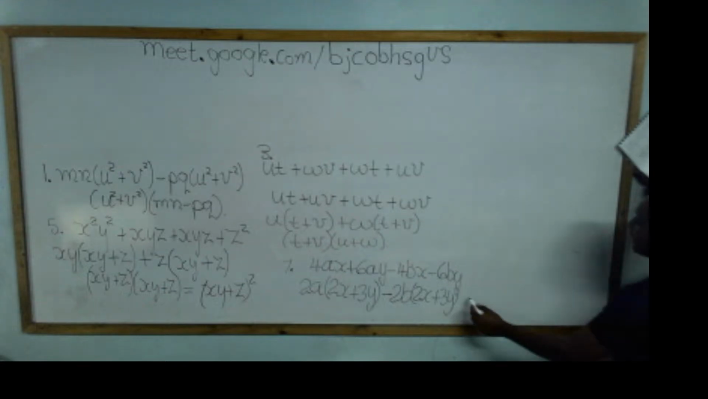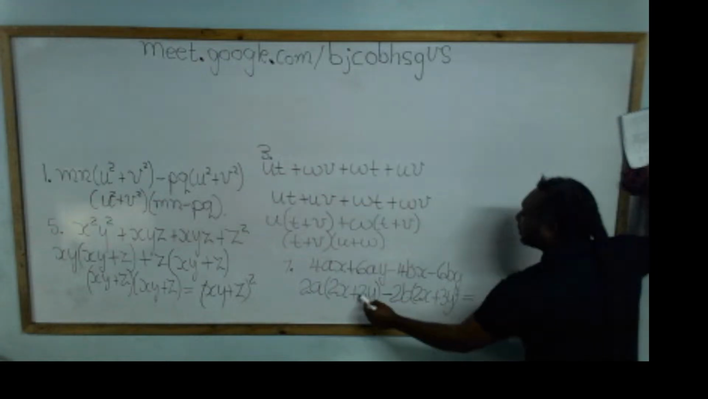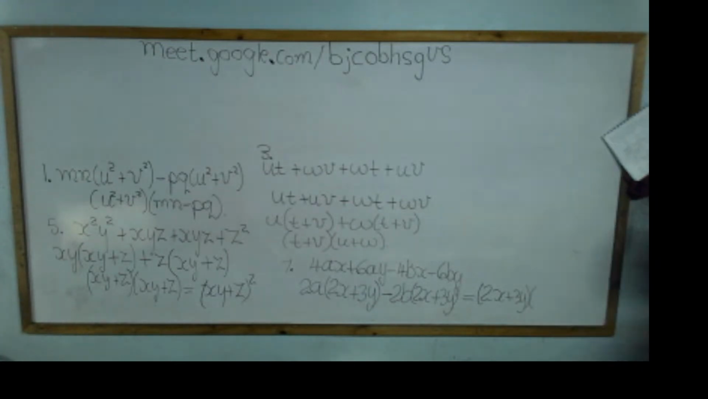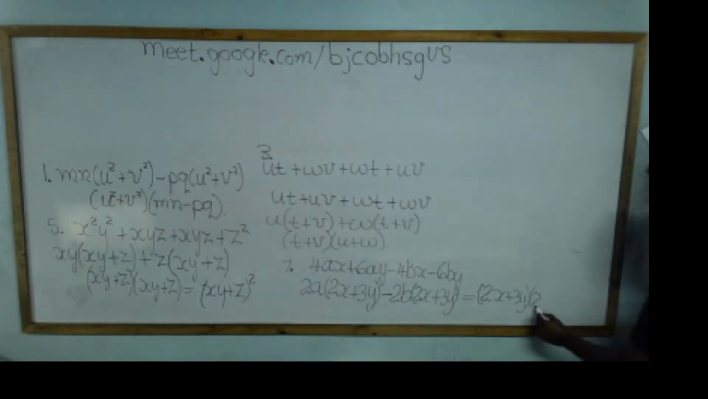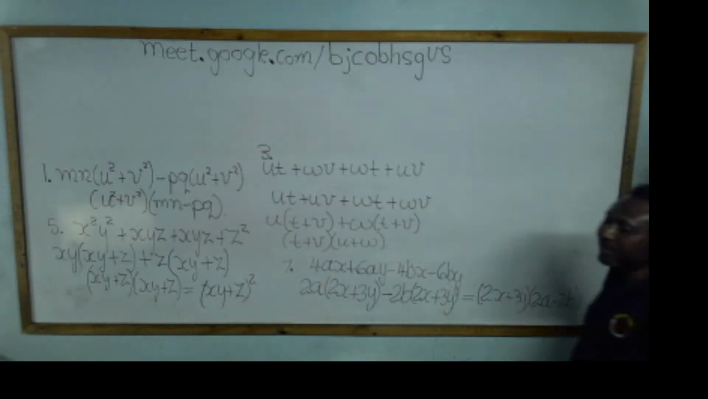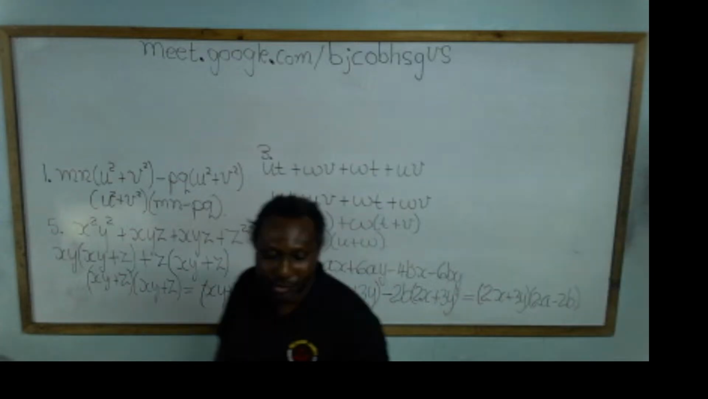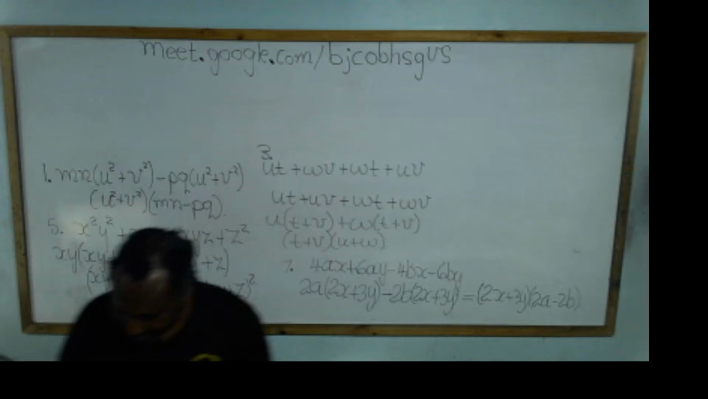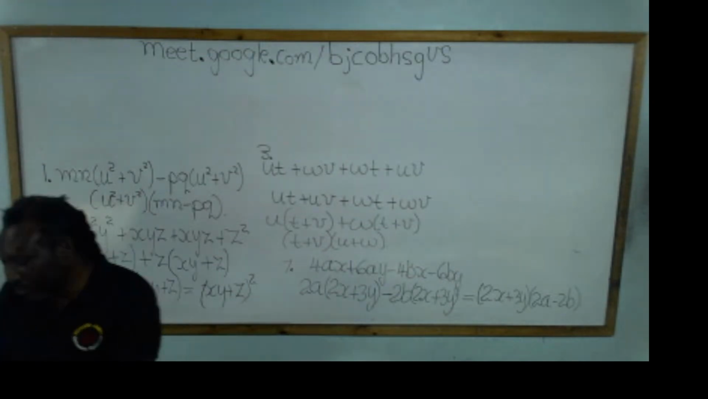So I'm going to write it at the side because it's going to be more convenient. So what do we say? The common factor is 2x plus 3y. 2x plus 3y. And then we're going to have what? 2a minus 2b. And that is the completion of the demonstration of factorization by grouping. Yes. And then what do we do after that?